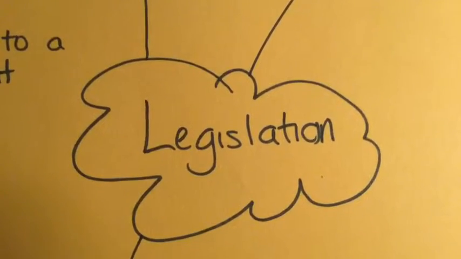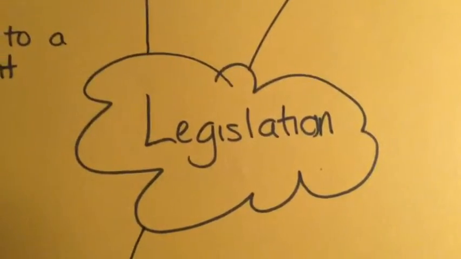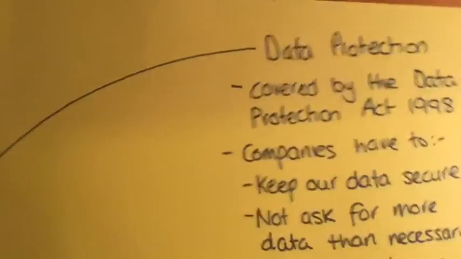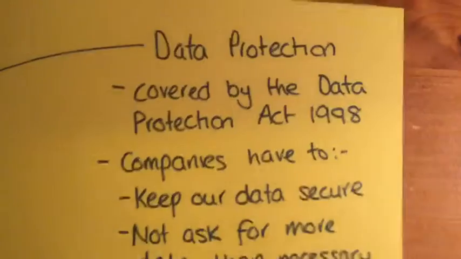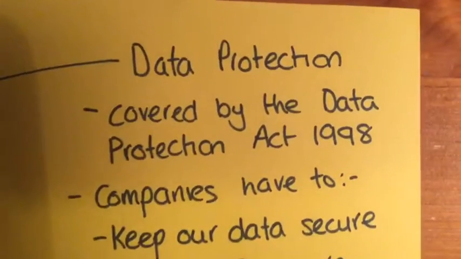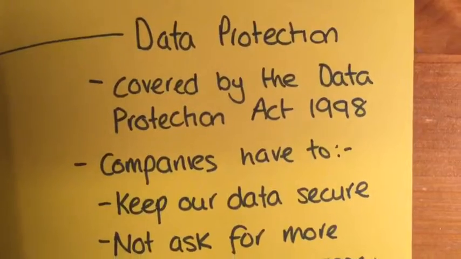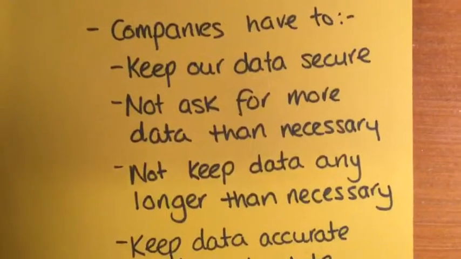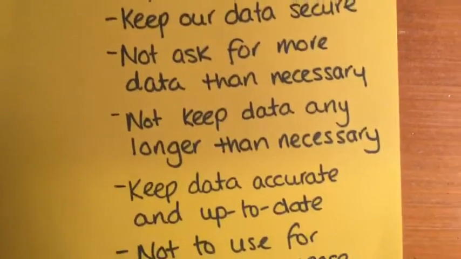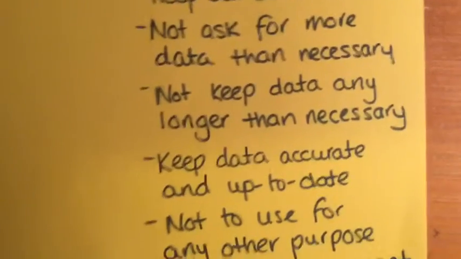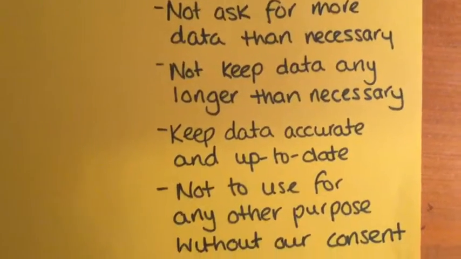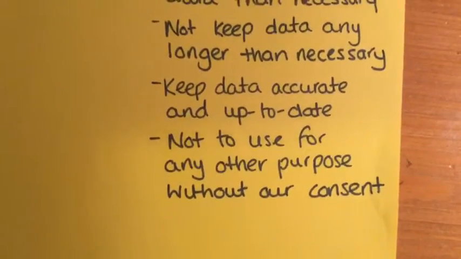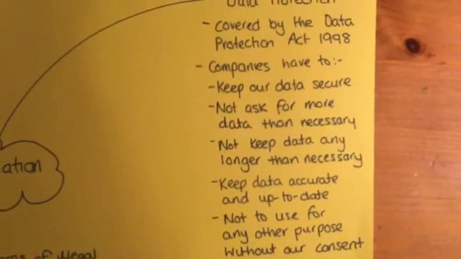The final section of the operating online topic is legislation. So the first legislation we're going to look at is data protection. Data protection covers data, and it's the Data Protection Act 1998. Under the Data Protection Act, companies have to keep our data secure, not ask for more data than necessary, and not keep data any longer than necessary. They have to keep the data accurate and up to date, and they can't use it for any other purpose without our consent. So they have to use it for the purpose that they tell us initially they're going to use it for.